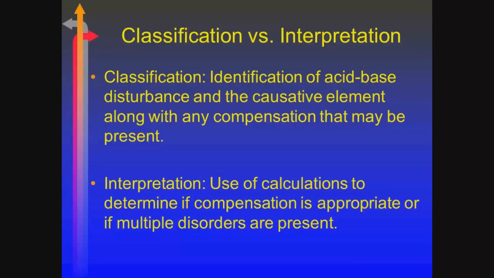Technically, up to this point in time, we've been doing classification of blood gases. So we've basically been saying what the primary disorder is, whether there's compensation present, what the degree of hypoxemia is, et cetera, et cetera. Interpretation's a little bit different because we get to use calculations to determine if the compensation is appropriate or if multiple disorders are present. Okay. Stop me if I'm going too fast and it seems like I'm missing or you're not catching a step on this, because this can get a little bit technical.